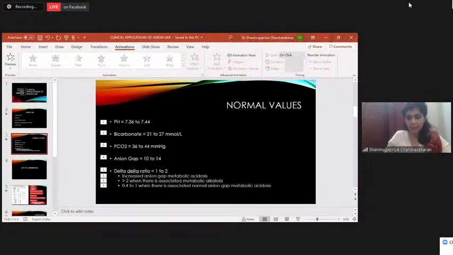what is anion gap? I'll tell you first the definition of anion gap. Anion gap is defined as the difference between unmeasured anions and unmeasured cations. Yeah, this is just a definition. It's defined as a difference between unmeasured anions and unmeasured cations. Now, what does it rely on? Why do we have to calculate this? An understanding of that would be clear if you know what is metabolic acidosis.